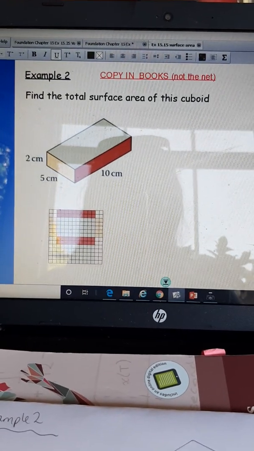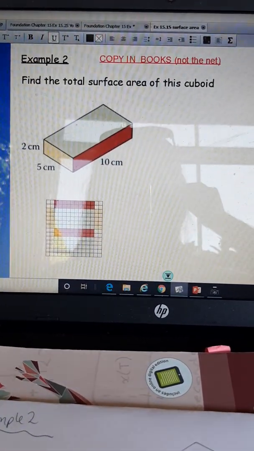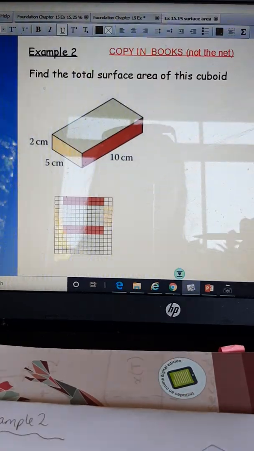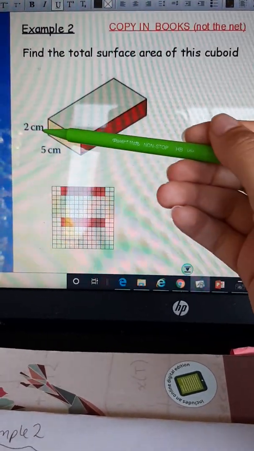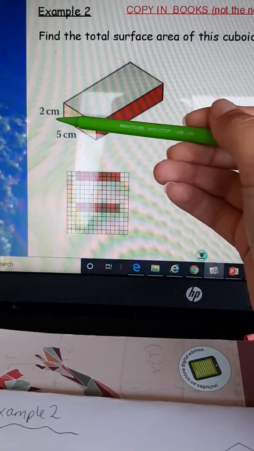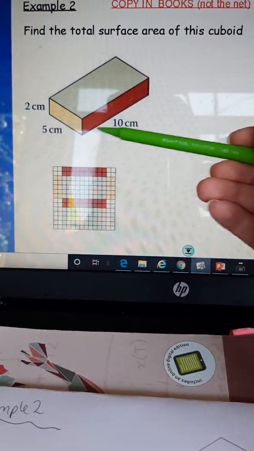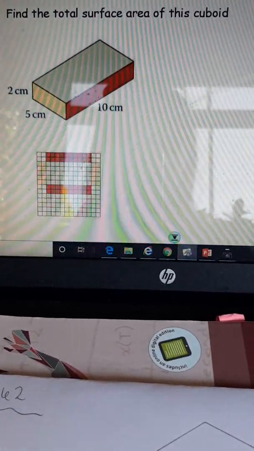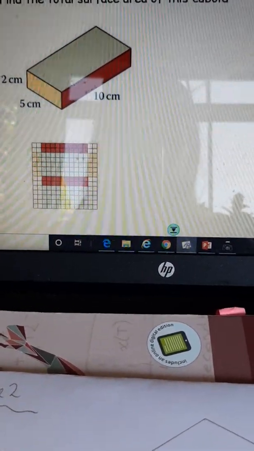Okay, so example 2 this morning for surface area, we're going to look at a cuboid. So we've got actually all the dimensions that we need. We've got this 2 centimetre height, we've got this 5 centimetre width, and then we've got this 10 centimetre length, 10 centimetres being the length, which is always the longest one.